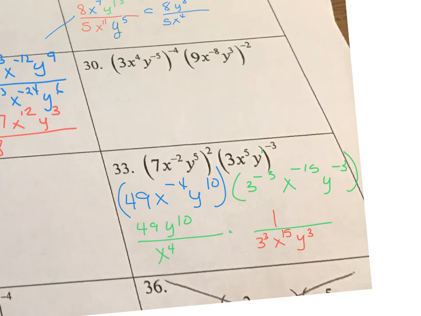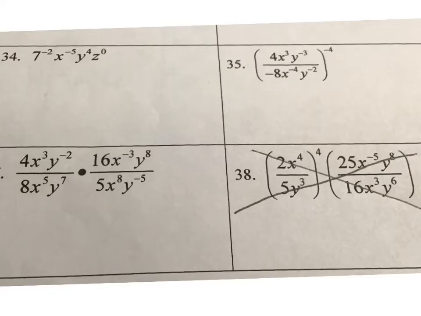Okay. All right, so now where are we at here? So let's see. 3 to the 3rd is 27, and we have 49 on top. Nothing I can do to those. I have a y to the 10th on top and a y to the 3rd on the bottom, so the top wins by 7. And on my x's, I have x to the 4th and x to the 5th on the bottom. That just gives me x to the 19th. Okay, so number 35. All right.